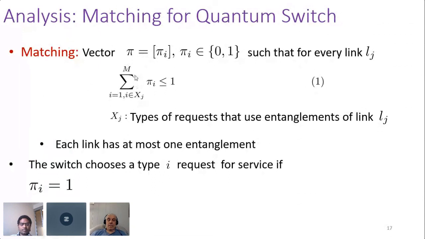Hence, we select a matching pi such that the sum of all the pi_i's which correspond to link Lj should be less than or equal to 1. This summation term indicates the total number of primary entanglements of link Lj that are requested under the matching pi. Since the link Lj can have at most one primary entanglement, the summation term must be less than or equal to 1. So this defines the matching. Now the switch chooses to select a type i request for service if pi_i is set to 1.